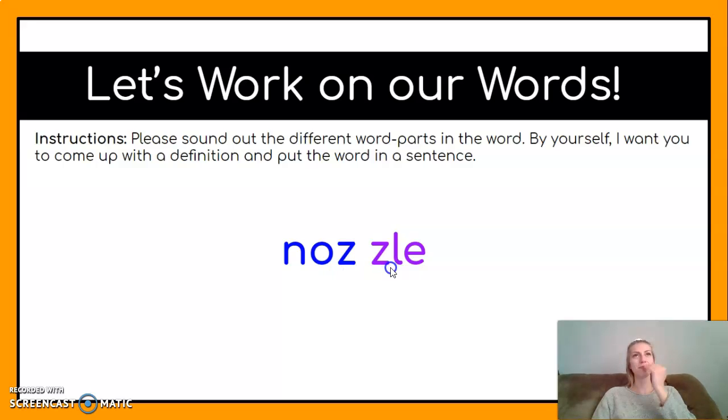Nose. Soul. And the word is? Nozzle! Now, boys and girls, what in the world does nozzle mean? What's the definition of nozzle? If you don't know, remember, you can always look it up online. What does nozzle mean? Okay, once you figure out what the word nozzle means, I want you to try and use it in a sentence.